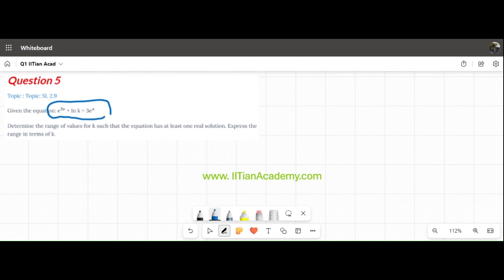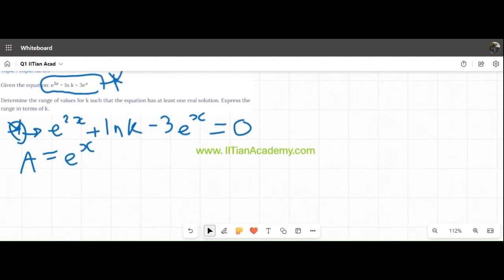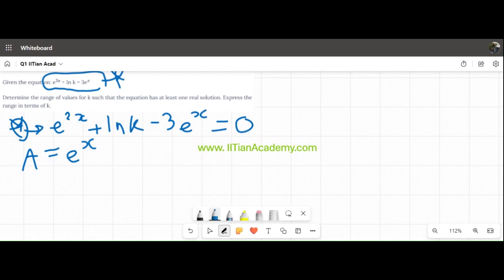So we'll take our initial equation, we'll call it star, and we are going to arrange the terms so that they are all on one side. So star then becomes e^(2x) + ln k - 3e^x, and it's all equal to 0. And we're going to introduce a variable that we will call a, and we will let this be equal to e^x. And we will rewrite our equation with that variable.